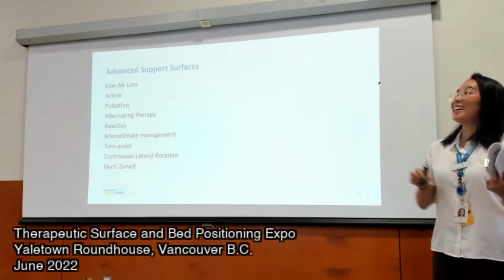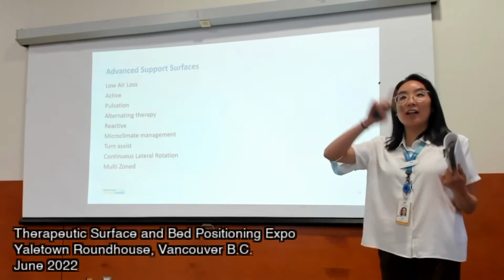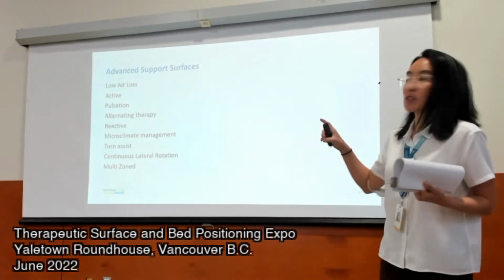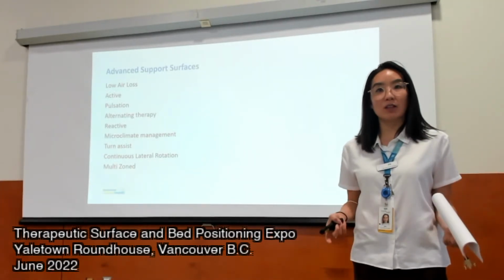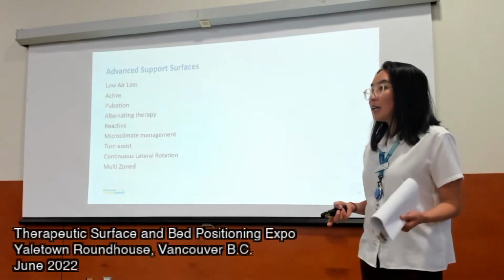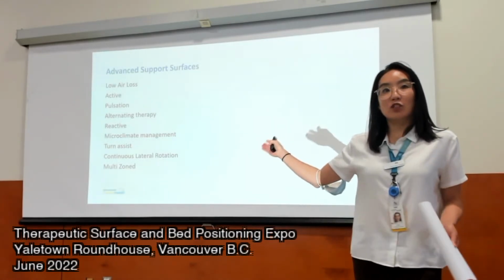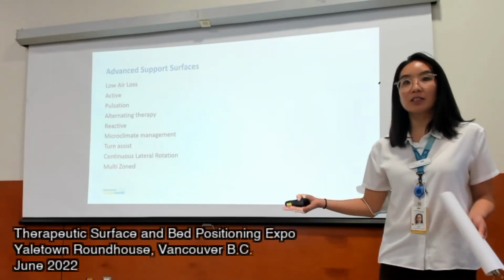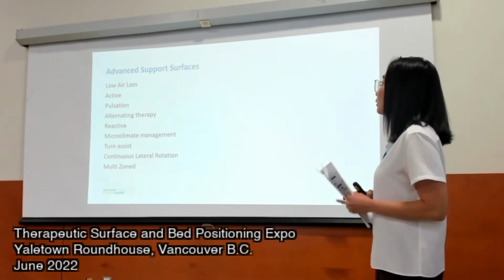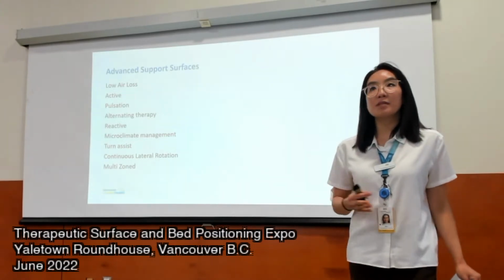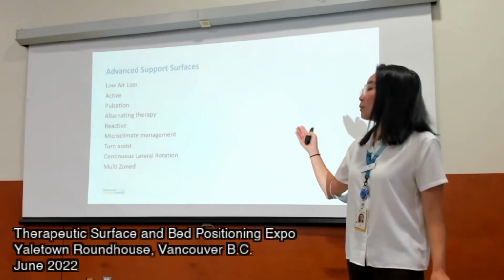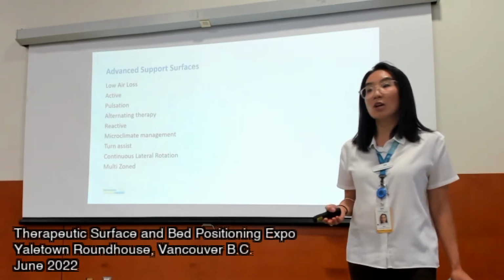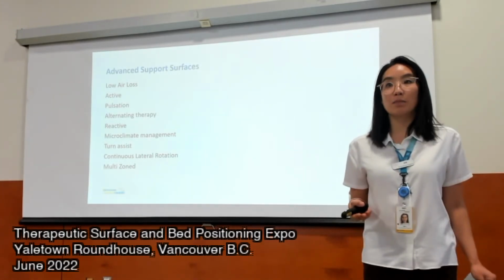Okay, so in the algorithm that I showed you earlier, it talked about advanced support surfaces as something you might want to consider for your resident. These are all the different characteristics of the different types of advanced support surfaces you're going to see here today and others that are out there in the world, okay? These are basically product parameters that you're going to want to communicate to your vendors when you're trying to choose the right mattress.